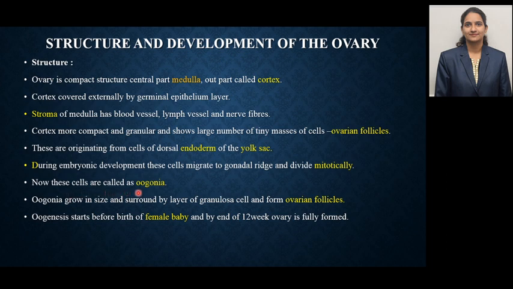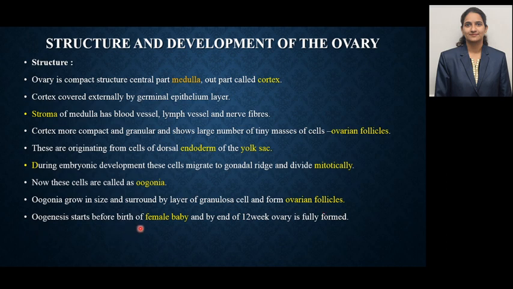Now, these cells are called oogonia. During embryonic development, mitotically divided cells are called oogonia. Oogonia grow in size and are surrounded by a layer of granulosa cells to form an ovarian follicle. What do you mean by ovarian follicle? An oogonium surrounded by granulosa cells together forms an ovarian follicle.